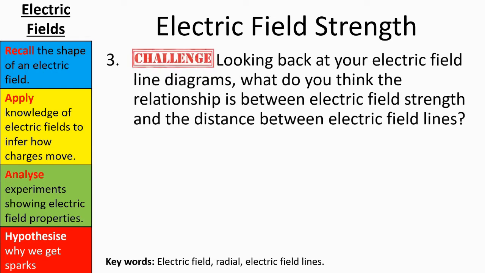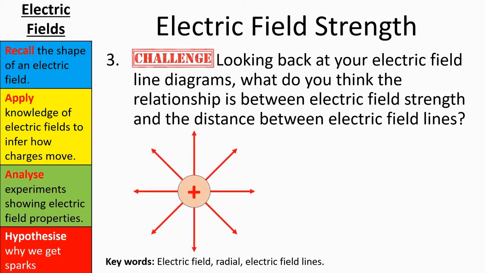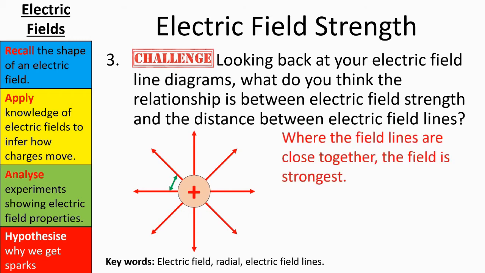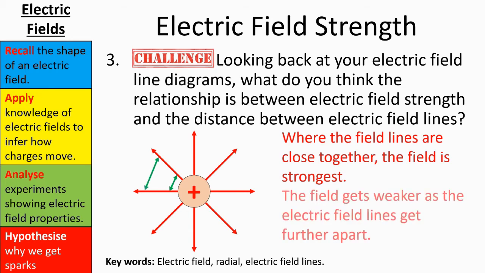Question 3, which is your challenge question. Looking back at your electric field line diagrams, what do you think the relationship is between electric field strength and the distance between the electric field lines? Well, let's take a look at our positive charge here. If you take a look close to the positive charge, the field lines are quite close together. Where the field lines are close together, the field is strongest. Further out, the field lines are further apart. So, the field gets weaker as the electric field lines get further apart.